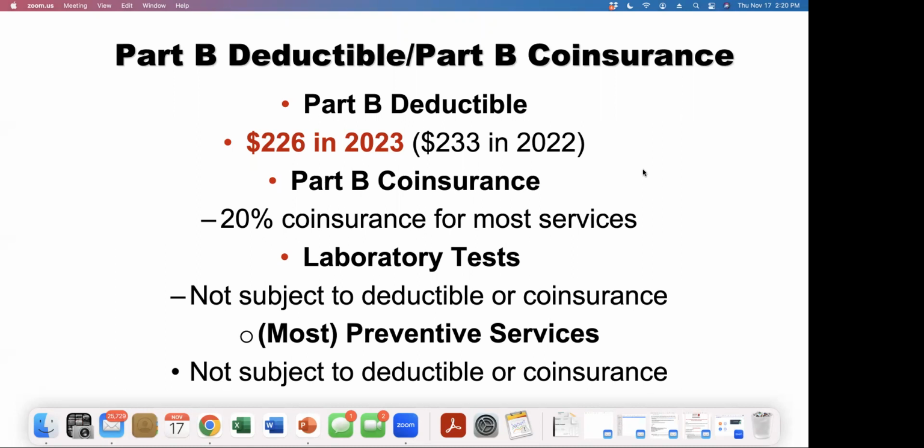Laboratory tests are not subject to either the deductible or the coinsurance, and most preventive services, so long as you get them within the prescribed time intervals, are also not subject to deductible or coinsurance. Medicare offers several preventive screenings at no additional cost. We strongly advise you to take advantage of them.